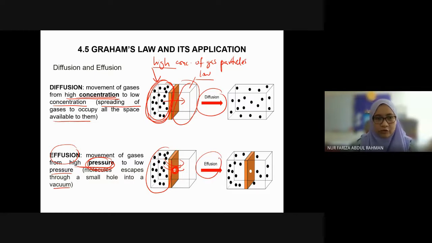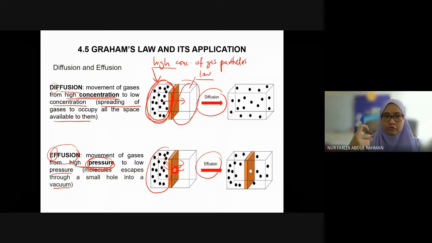Okay, make sure you know how to distinguish between these two, and jangan confuse, because it sounds almost the same, cuma beginning dia tu saja yang berbeza, so you may get confused lah. So please find a way to remember. When diffuse, you can imagine like you spray minyak wangi, that is a diffusion process. You spray minyak wangi closer to you because you nak bau tu, so you spray it closer to you.